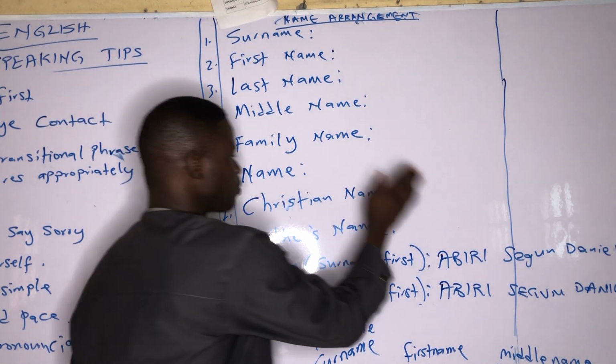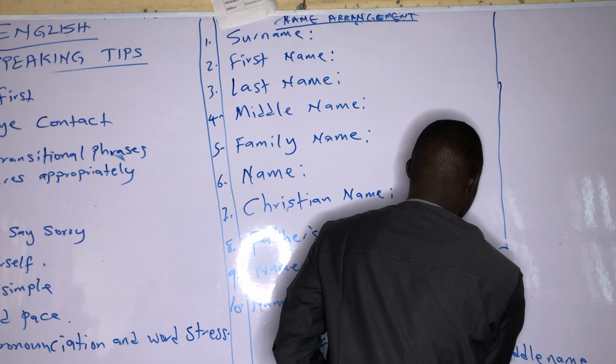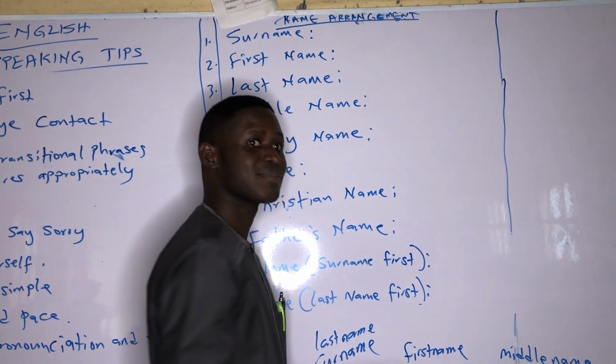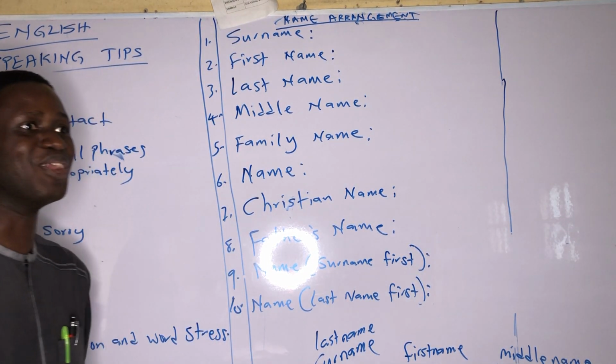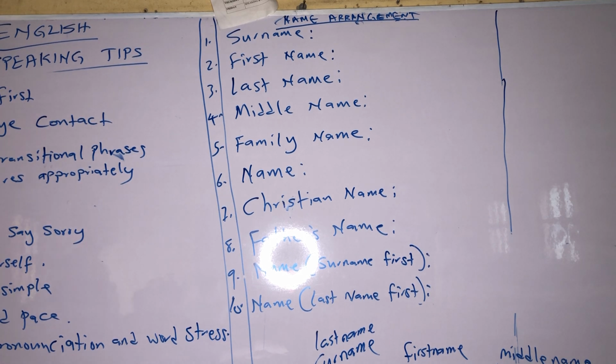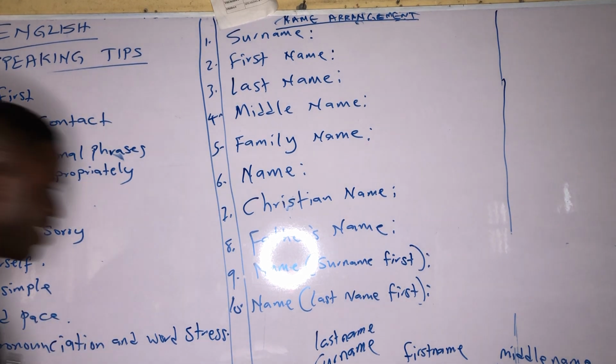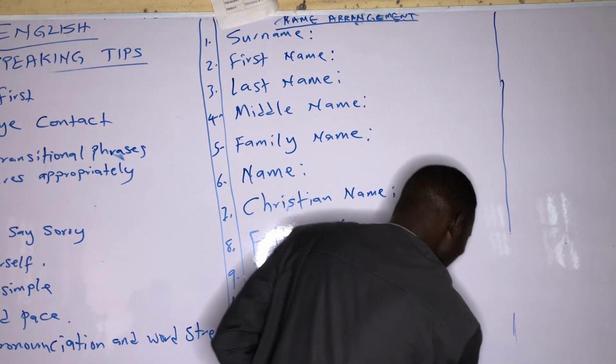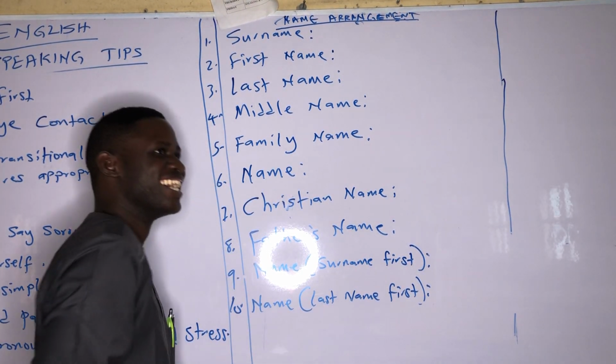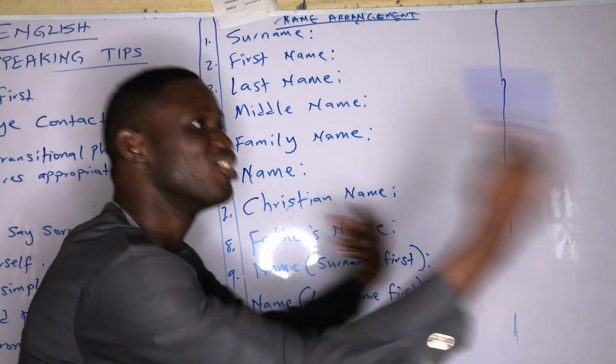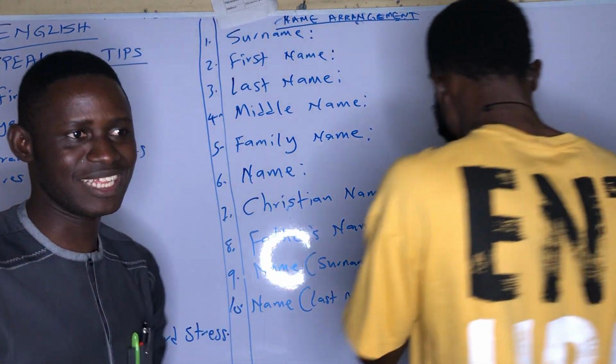So come and fill this space up with your name. Come and fill this space up. Solomon, bring the other ones. Maybe it's your name. Say you don't know your name again. Write it. Let us see what you have.